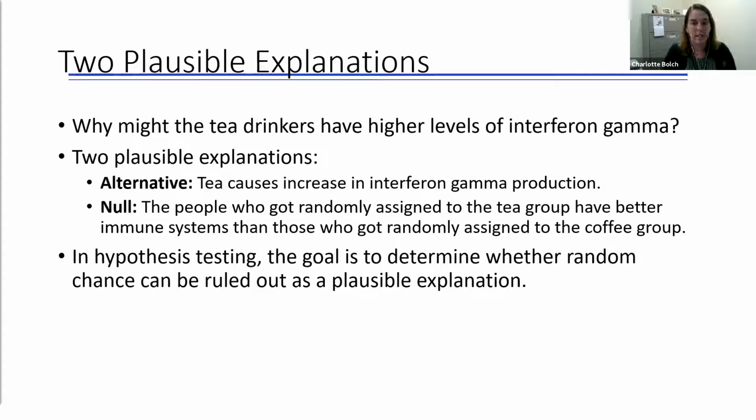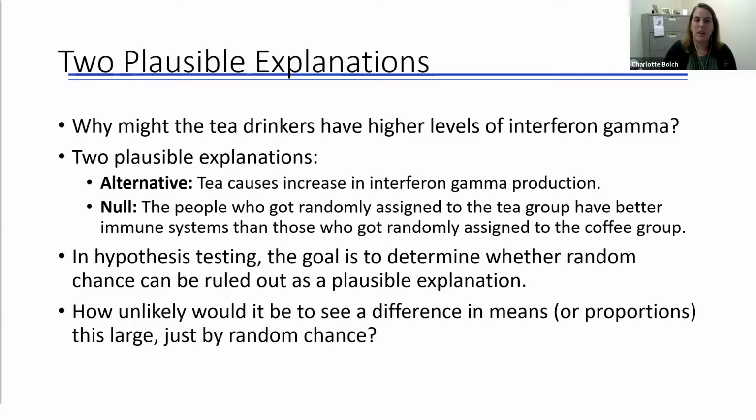And so in hypothesis testing, the goal is to determine whether random chance can be ruled out as a plausible explanation. And so what we're interested in seeing is how unlikely it would be to see a difference in means or proportions this large just by random chance.